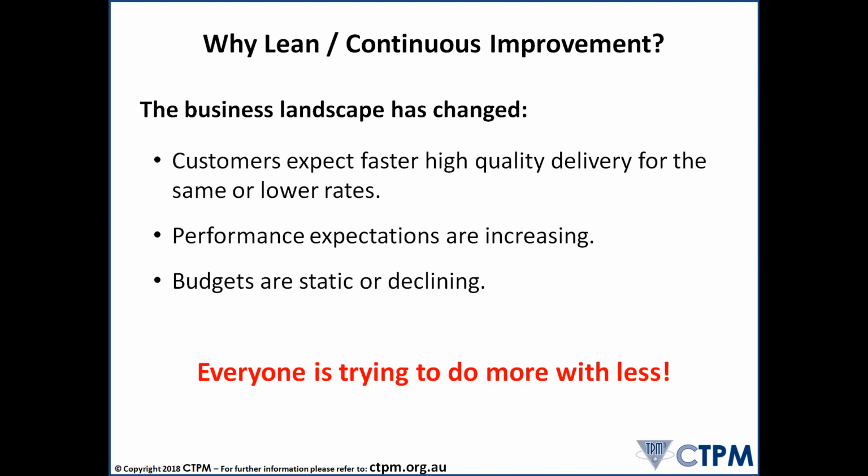So you're being asked to do more with less people, less budgets. And following on that, budgets are static or declining. Everyone is trying to do more with less. So how can we work smarter, not harder? And lean and continuous improvement is our way to do that.